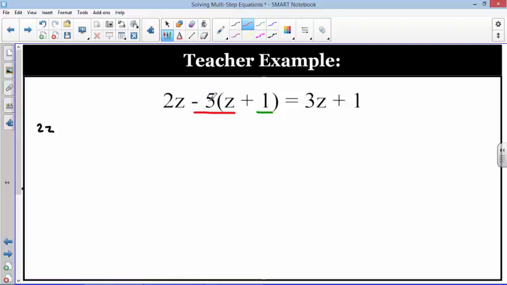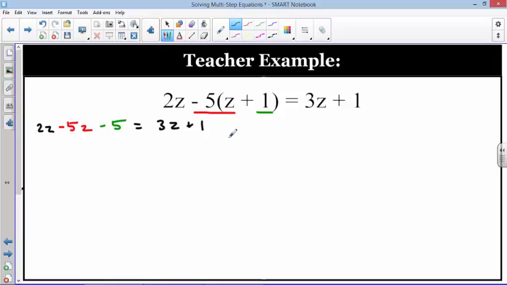So here I have a negative 5 times a positive z. That's going to give me minus 5z. And then I also have a minus 5 times a positive 1. That's going to give me minus 5. So nothing happened with my equal sign. I can drop that down. We did nothing with 3z plus 1, so we can drop that down as well.